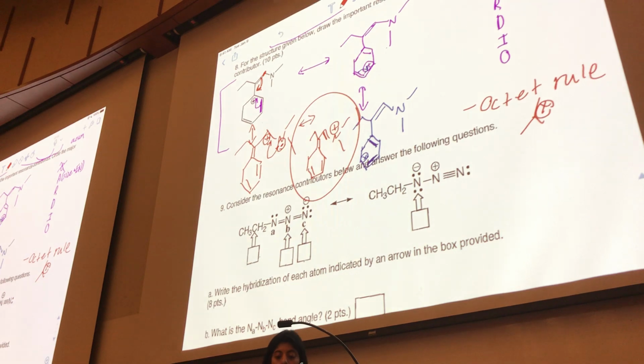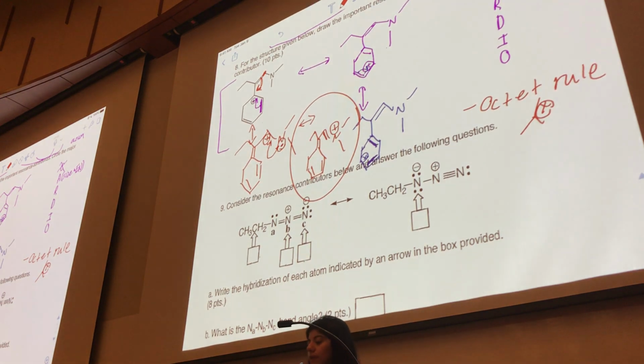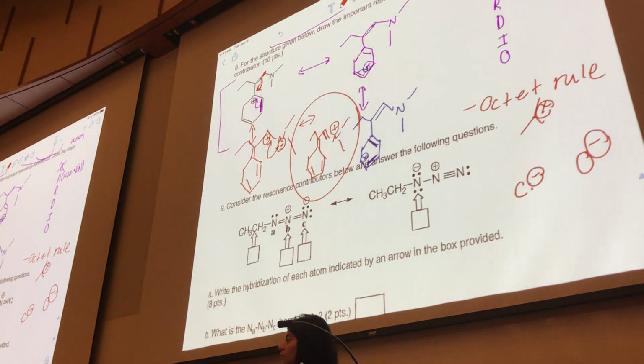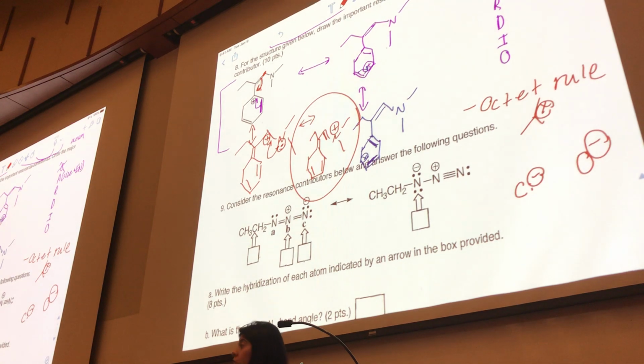Exactly, good question. So if everything had an octet, let's say you had a minus charge on a carbon versus a minus charge on an oxygen. Which one is more stable? The oxygen, because it's more electronegative. So both of these are fulfilling the octet if you were to count them, but the oxygen is more electronegative, so it is more stable with a minus charge.